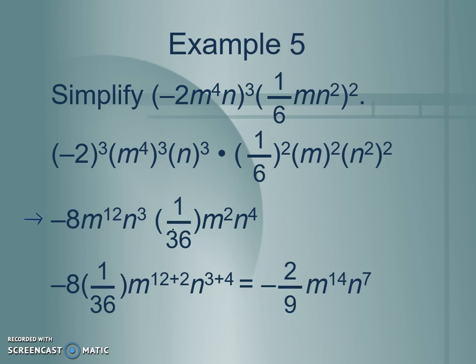And then we can go ahead and simplify it a bit farther because we still have m's left. We still have plain old coefficients. We still have n's left. So we can rearrange them, which is what they've done in this step. We can say negative 8 times 1 over 36 is negative 2 over 9. Our m's combined give us m to the 14th, and our n's combined give us n to the 7th. So this actually ends up being our final answer when we're simplifying.